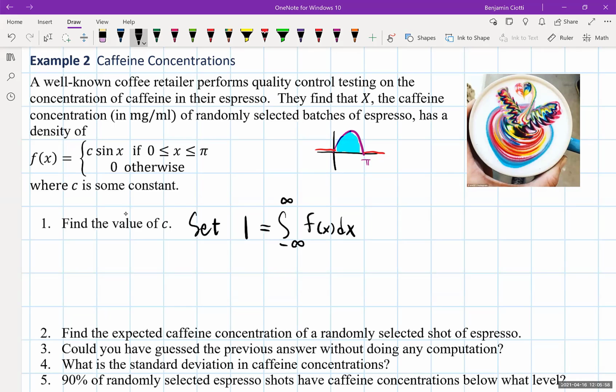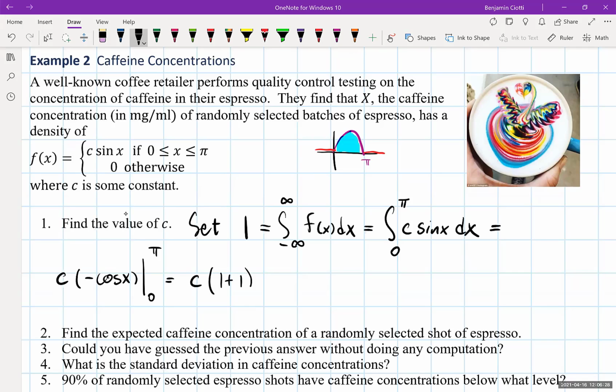Pretty common calculation. So according to the formula, this ends up just being the integral from 0 to pi of c sine x dx. I can pull the c out in front. Integral of sine is negative cos. That's c times, what is it? 1 plus 1, which is 2c. So apparently c is 1/2.